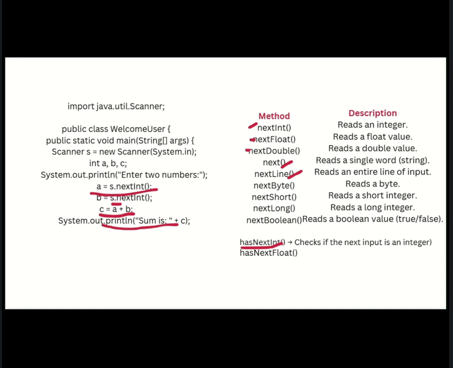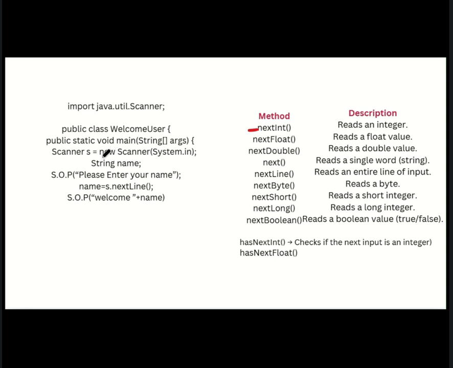Now let's write another program to read a person's name and display a welcome message. So I'll just remove the previous code and write a new one. First, we're going to declare a variable of type string and call it name. Then, just give a prompt message, enter your name.